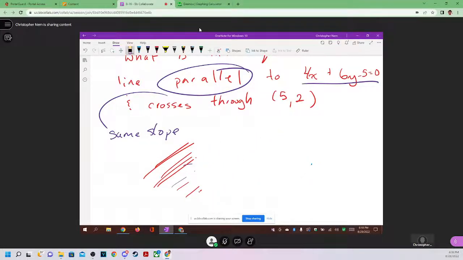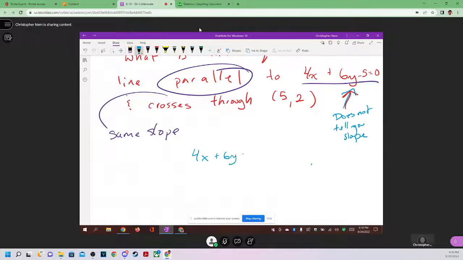So, when I'm solving this problem, I need to have the same slope as this guy right here. But I don't know what that slope is. It's not in slope-intercept form. You can't just say 4 because it's attached to the x. That's not how it works. It only works if it's in slope-intercept form. This general form does not tell you the slope. So you got to solve for y and figure it out. So 4x plus 6y minus 5 equals 0. Let's solve for y.